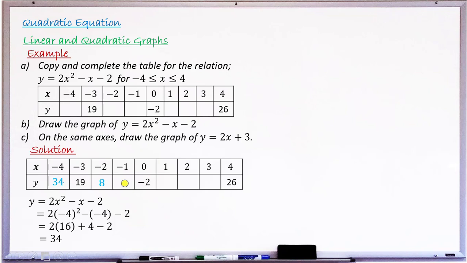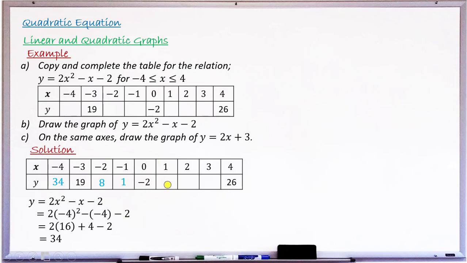So I'll move to this very point, replacing x by minus 1 and finding the corresponding value here. So I'm going to have minus 1 squared, which gives me 1, times this 2. I have 2. Minus 1 will now be plus 1. So 2 plus 1 gives me 3. And 3 minus 2, this will now be 1 finally. So I'm going to write 1 here. So I move to this very point.